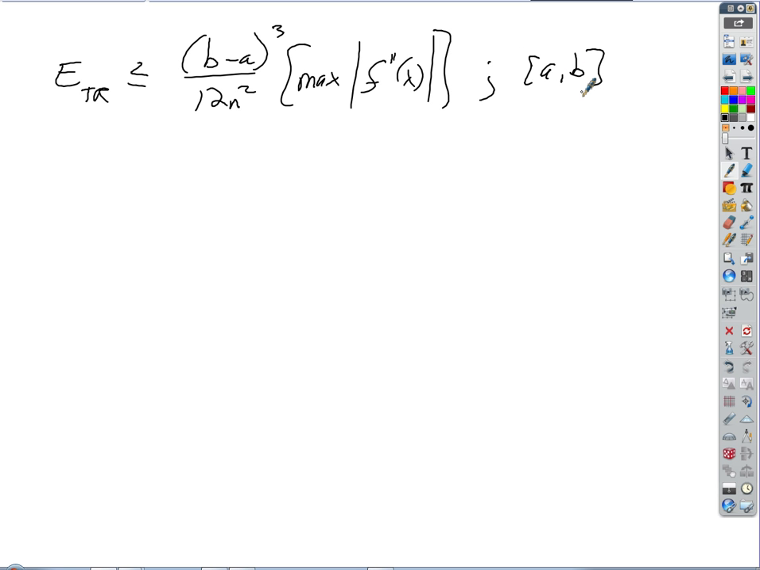Okay, what does this mean? So this means that the maximum error that you're going to get based on your choice of n is going to be given to us by this expression. So this part's pretty clear, (b minus a) cubed over 12n squared, right? But what the heck does the rest mean? It means the maximum value of the absolute value of the second derivative of f(x) on your interval, okay? So derivatives are easy to take, integrals are hard. So it's not as bad as it looks.